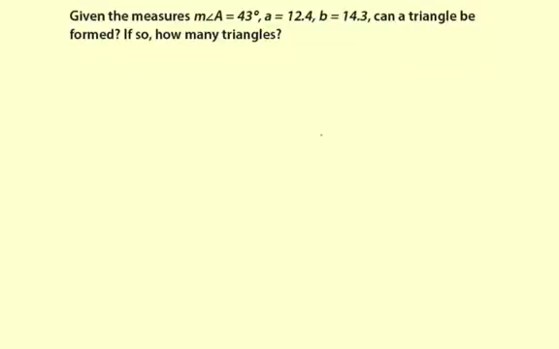Given the measure of angle A equals 43 degrees, a equals 12.4, b equals 14.3, can a triangle be formed? If so, how many triangles? Let's draw a sketch.